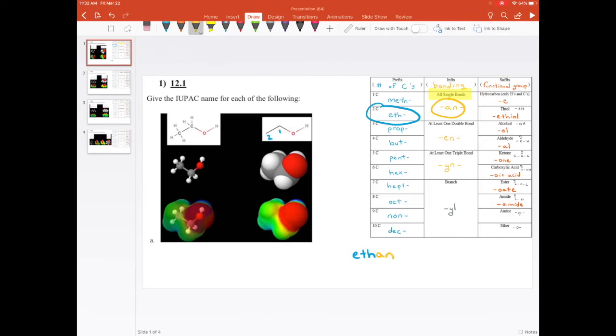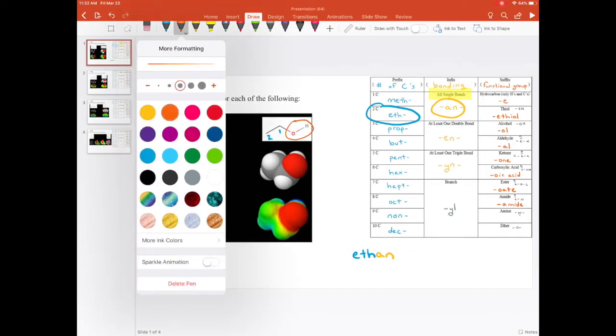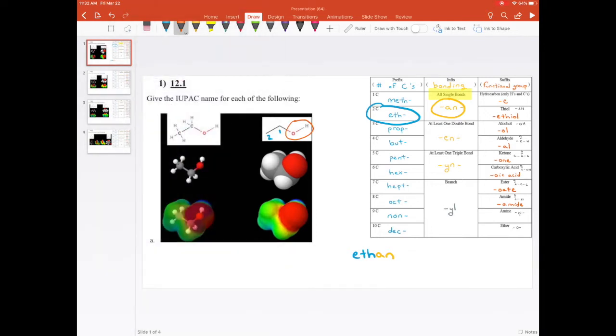And then for the functional group, we do have a functional group here because we see symbols for elements other than carbon and hydrogen. And so this right here is our functional group. Now, that's an OH, and an OH is an alcohol. So the suffix is OL.